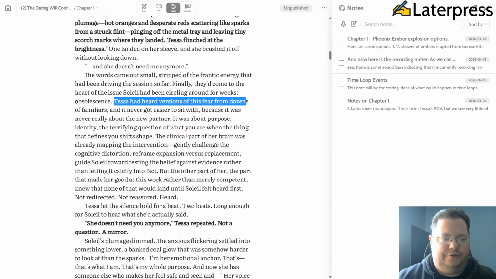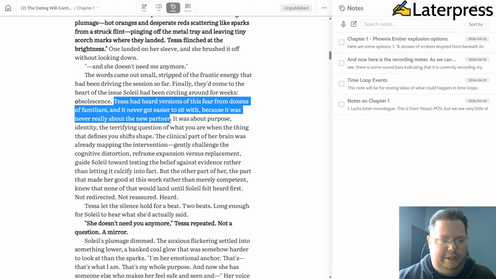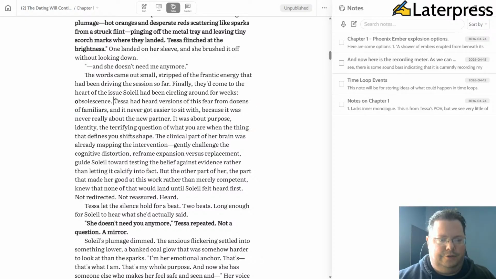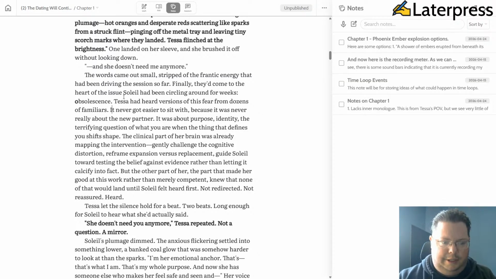Tessa had heard versions of this fear from dozens of familiars. It had never got easier to sit with because it was rarely about a new partner. It was about purpose, identity, and the terrifying question of what you are when the thing that defines you shifts shape. I think there's room. Tessa had heard versions of this fear from dozens of familiars. Period. It never got easier to sit with. Period.